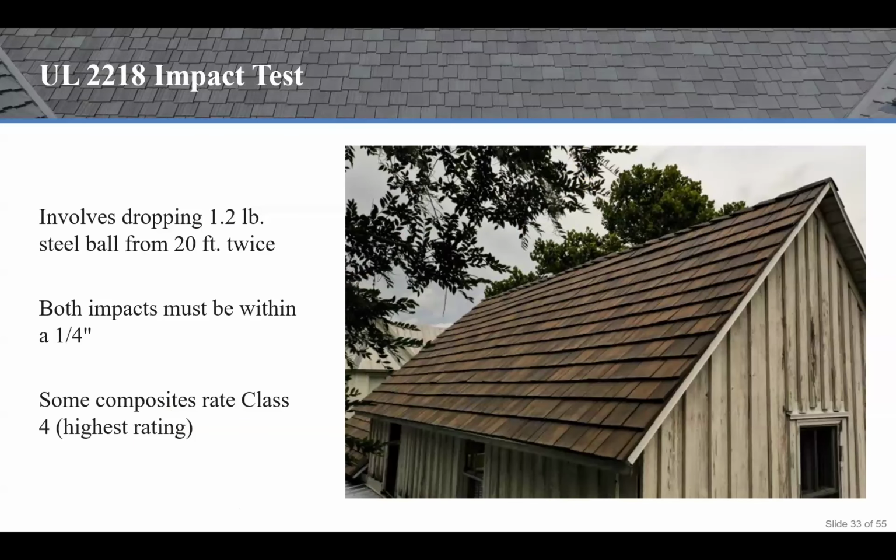All right, UL 2218 impact. This test provides impact resistance data for the evaluation of roof covering materials. The test involves dropping a 2-inch steel ball weighing 1.2 pounds from 20 feet onto the installation. The test is repeated, and both impacts must be within 1/4 inch. Some composites rate Class 4, and again, like I said earlier, this is the highest rating you can have on an impact test.